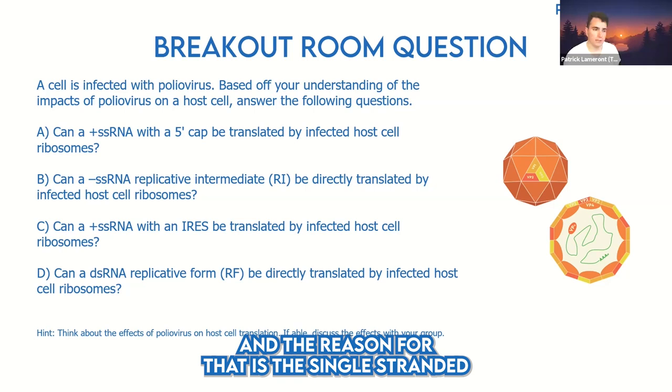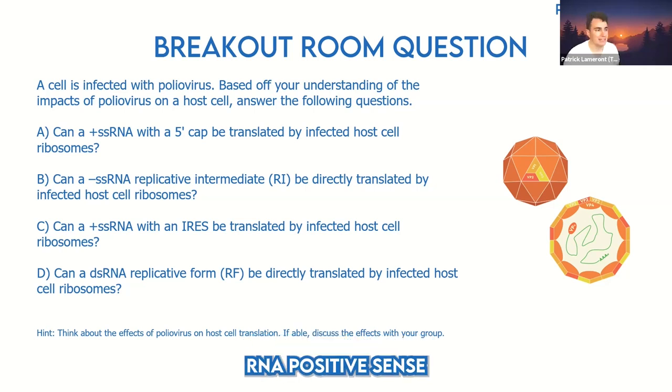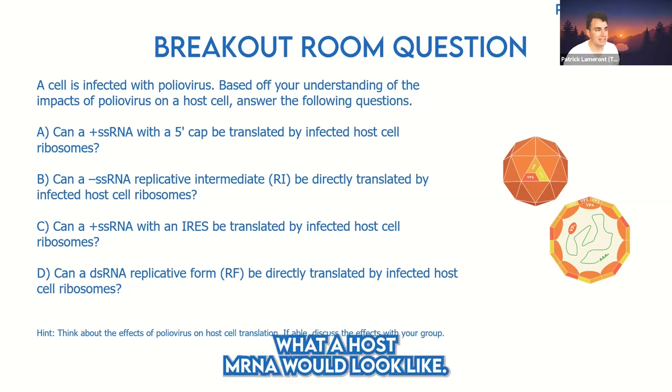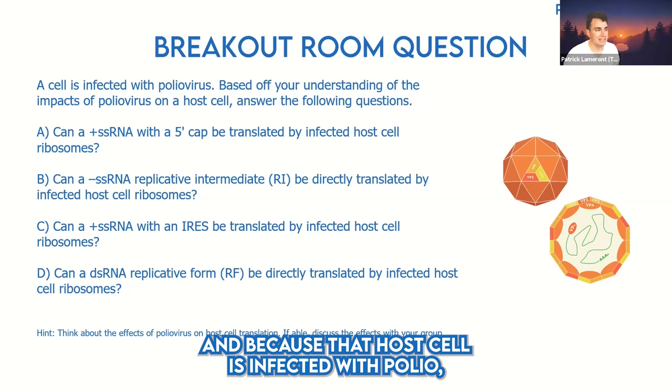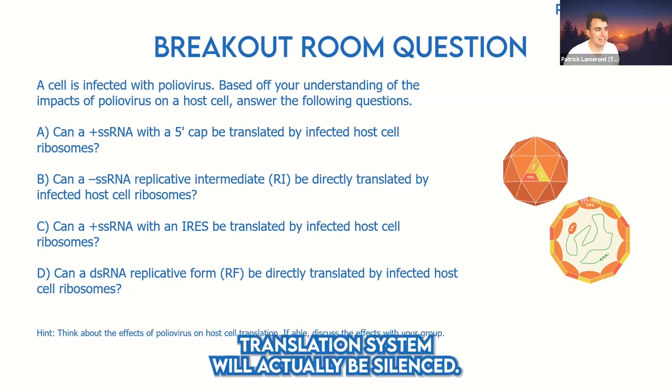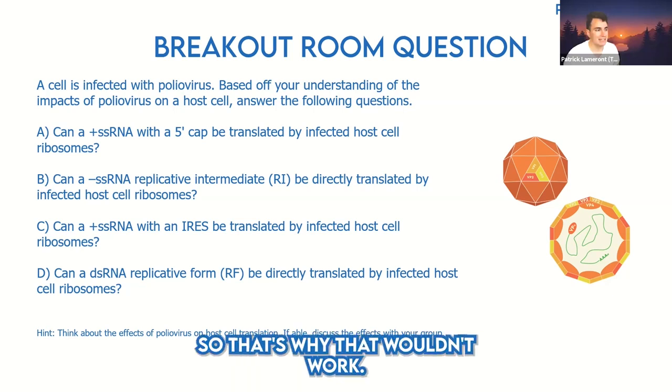And the reason for that is the single-stranded RNA, positive sense, with a 5' cap is basically imitating what a host mRNA would look like. And because that host cell is infected with polio, that conventional translation system will actually be silenced. So that's why that wouldn't work.